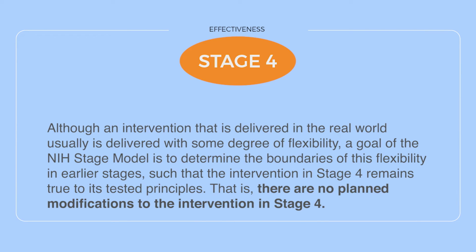Although an intervention that is delivered in the real world usually is delivered with some degree of flexibility, a goal of the NIH Stage Model is to determine the boundaries of this flexibility in earlier stages, such that the intervention in Stage 4 remains true to its tested principles. That is, there are no planned modifications to the intervention in Stage 4.